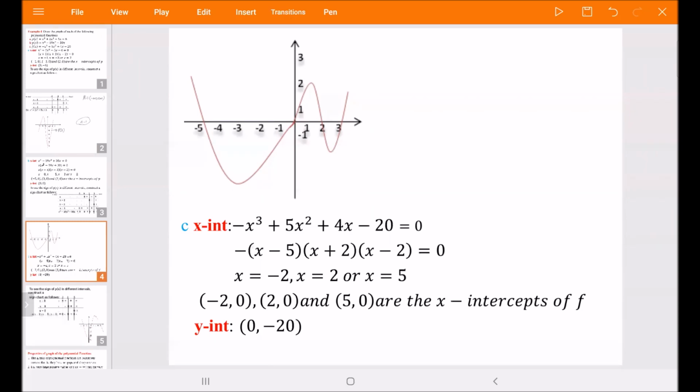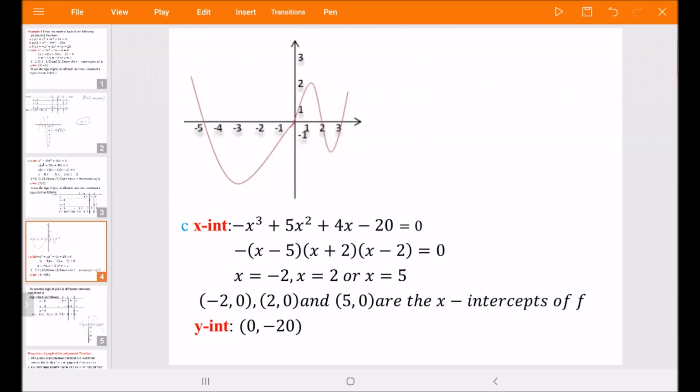So take this negative sign as a common factor. So you have x minus 5 times x plus 2 times x minus 2 equal to 0. Now x minus 5 equal to 0 produces x equal to 5. X plus 2 equal to 0, x equal to -2. X minus 2 equal to 0, x equal to 2. Now from this last step, we can conclude that the points (-2, 0), (2, 0), and (5, 0) are the x-intercepts of this polynomial f.